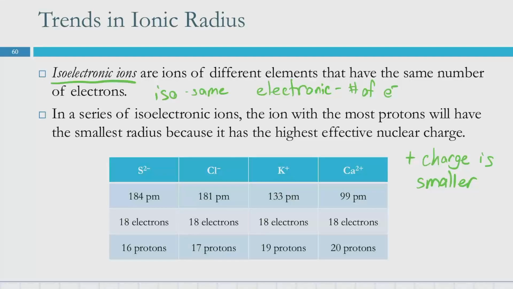Sulfur is getting bigger because it's gaining electrons. It's a negatively charged ion. Negatively charged ions are bigger. Chlorine gained fewer electrons, so it's not quite as big. And then potassium lost 1 electron, so it's smaller. Calcium lost 2 electrons, so it's smaller, but twice. Would be another way you could think of it.